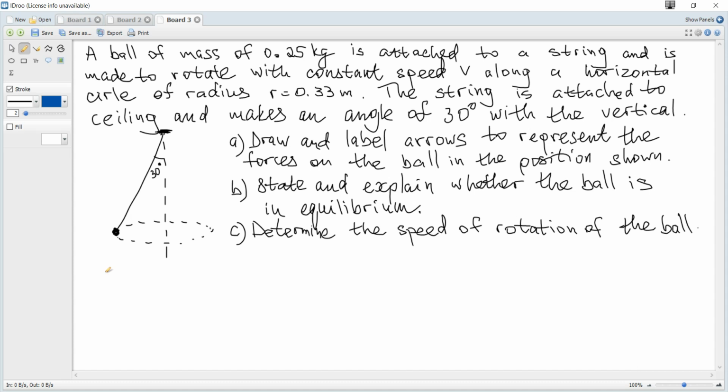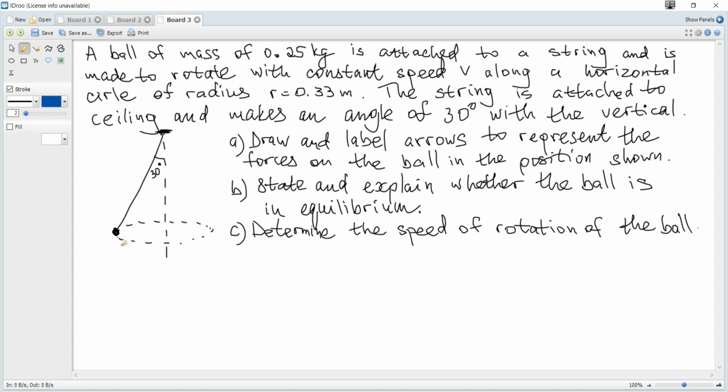It is given that a ball is moving with constant speed in a horizontal circular path. And the first question is, draw and label arrows to represent the forces on the ball in the position shown. What forces act on the ball?